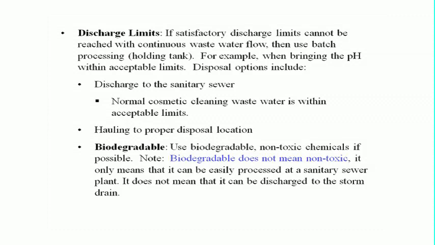Limits of discharge. If satisfactory discharge limits cannot be reached with continuous water flow, batch processing is available. In other words, if you can't get into your limits, you can use a holding tank. I've seen them 200, 300, 400, 500 gallons. Once you collect your wastewater, then you neutralize it to around 7. Depending on whether it's highly caustic or highly acidic, get with your chemical supplier to get some recommendations on what to use to neutralize your particular item.